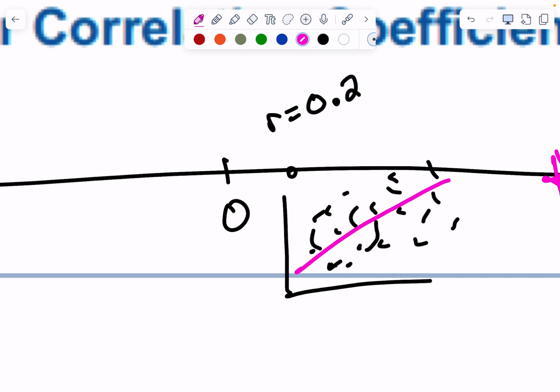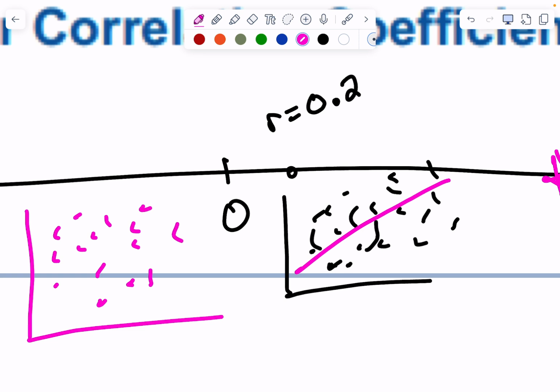-0.2 would be the other direction. So I might be able to draw some dots that are kind of going downhill, like this, right? Negative linear correlation, but not very close, that would be an R of -0.2, right? Not a very close linear relationship, right? Good. Okay. That is what happens.